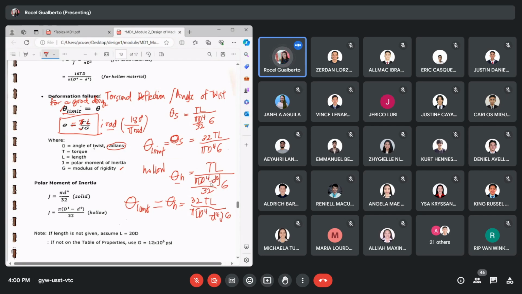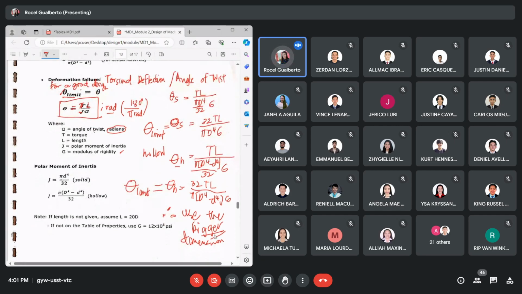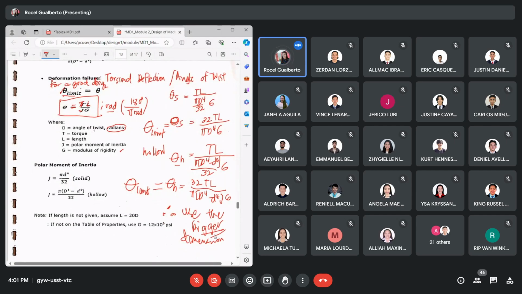Okay? So, dalawa po yung magiging sagot natin. Isa galing sa strength, isa galing sa deformation. Then, you must have your conclusion. Therefore, alin po yung pipiliin natin? Again, the bigger dimension. Okay? So, pipiliin mo po kung alin yung mas malaking dimension, that would satisfy both the strength and the deformation criteria po. Okay? So, lagi po, bigger dimension that wins. Yun po ang tatandaan natin.